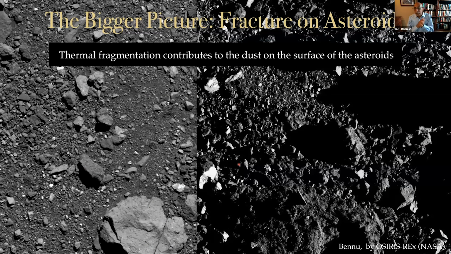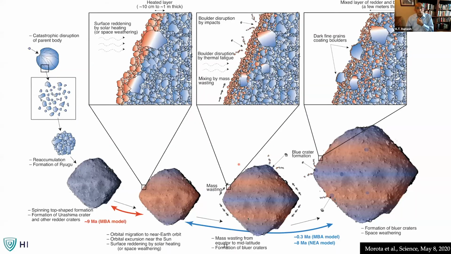So let me try to bring this together. This is a really nice picture from Moroda, who really were talking about the Ryugu asteroid visited by the Hayabusa 2 mission. This paper came out just last week, May 8th last year, last week. So here's the idea. Here's an initial asteroid. It gets impacted by something. You get shocks and cracks.